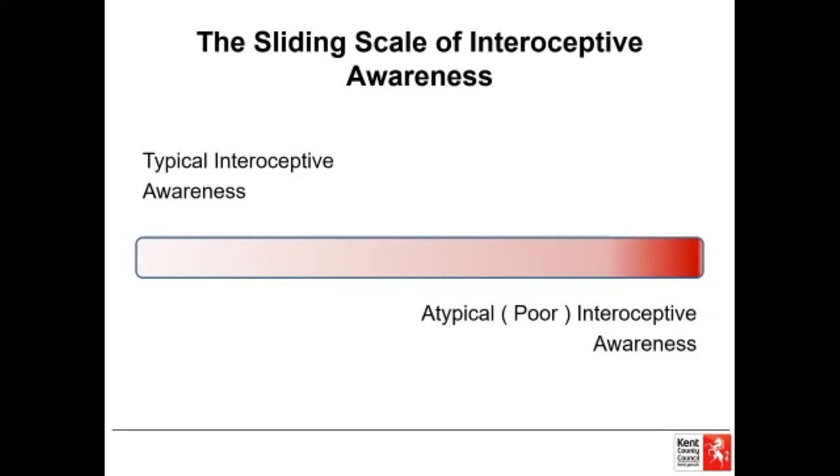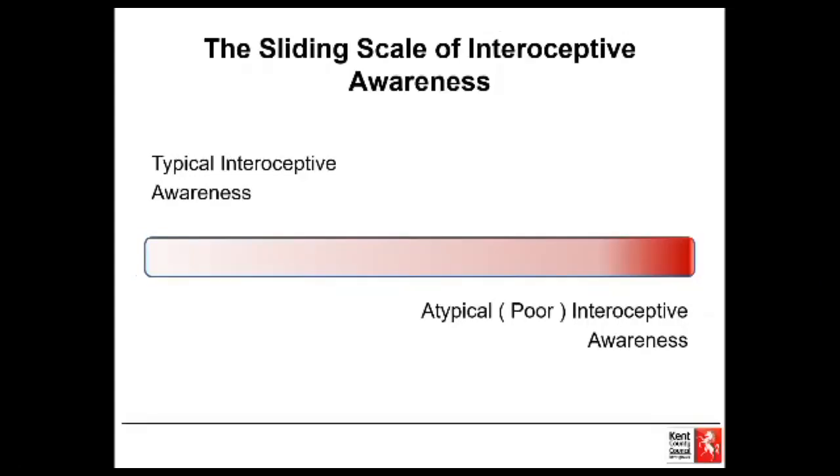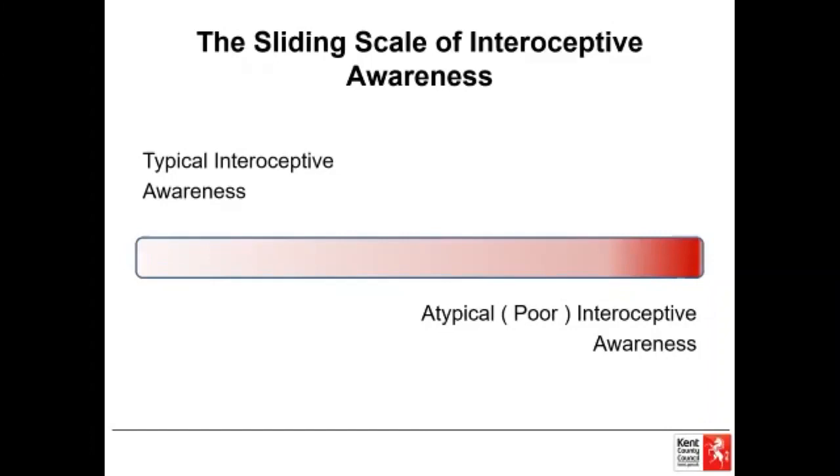So additionally, some people can have typical IA and really clear emotional awareness with respect to certain emotions. So they might have an awareness of when to go to the toilet, when to eat, but they might have poor IA and unclear emotional awareness with respect to other emotions, such as high levels of anxiety or sensory overload. And that's a combination that we see quite a lot in the autism team.